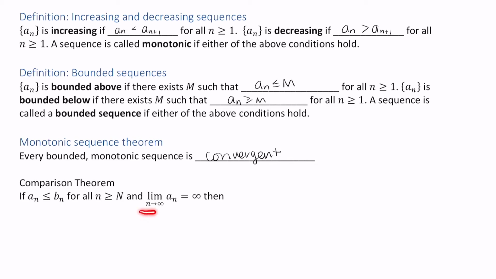Suppose further that the limit of my sequence a_n is equal to infinity. So this sequence is clearly divergent since its limit is infinity. Then the limit as n approaches infinity of the sequence b_n is also equal to infinity, and we can say that this sequence diverges.